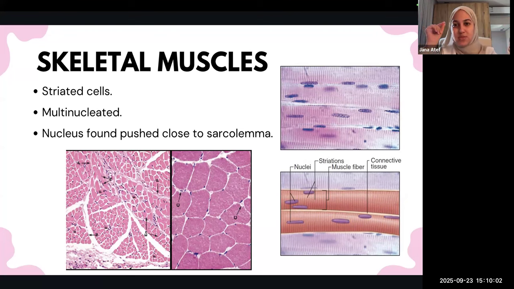So obviously you can't have just one nucleus in it. It's not going to be enough for it to have the energy. So it's multinucleated because the muscle cell is so long, it needs multiple nuclei. So whenever you see multinucleated cells, which is more than 3 nuclei, it's probably a skeletal muscle, okay?